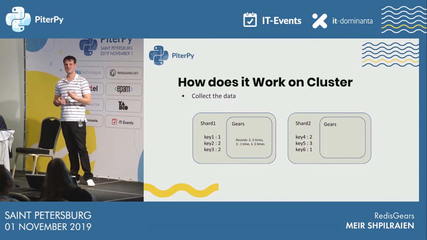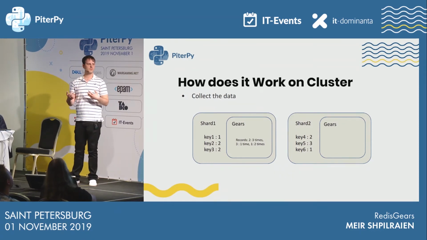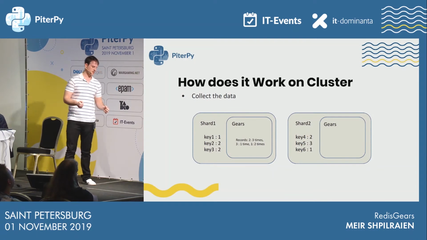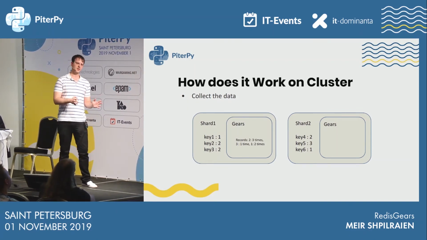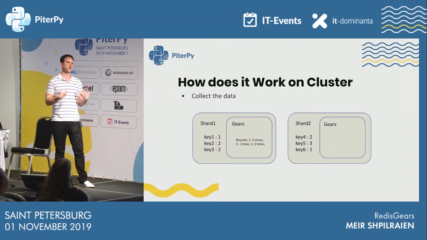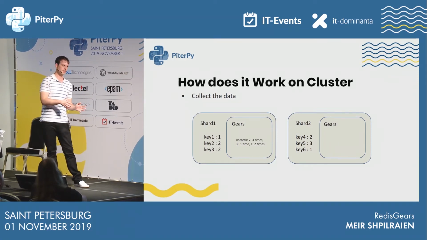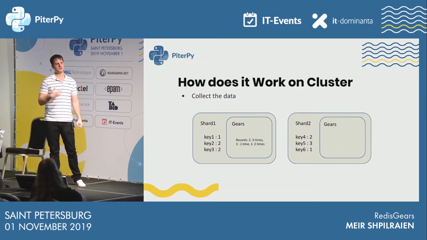Now, you might say that it could be inefficient because in some cases, you need to move a lot of data between the shards. But we gave you, as the user, the ability to give us the local reducer and the global reducer. So if, for example, you know that you want to count values, you can have the local reducer count them locally, and then the global reducer will just sum all the values from all the shards. So it will be much, much better.